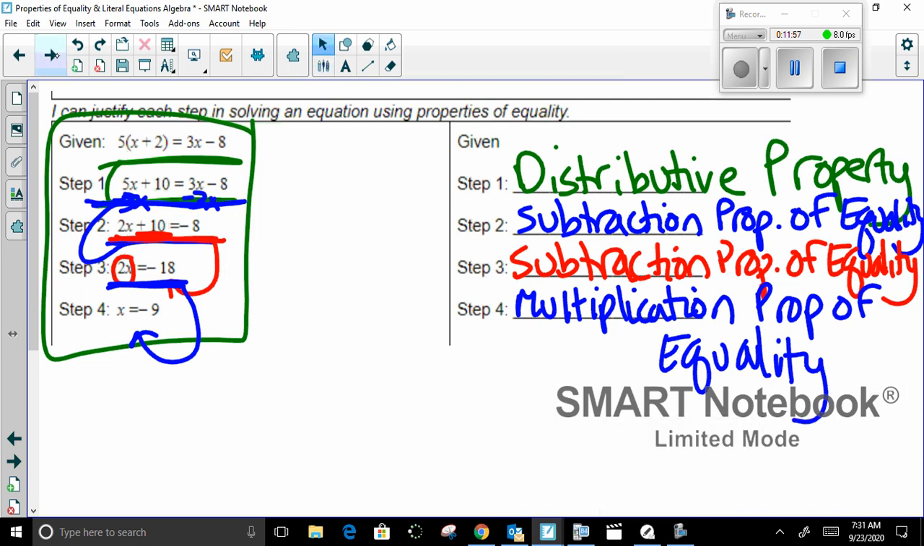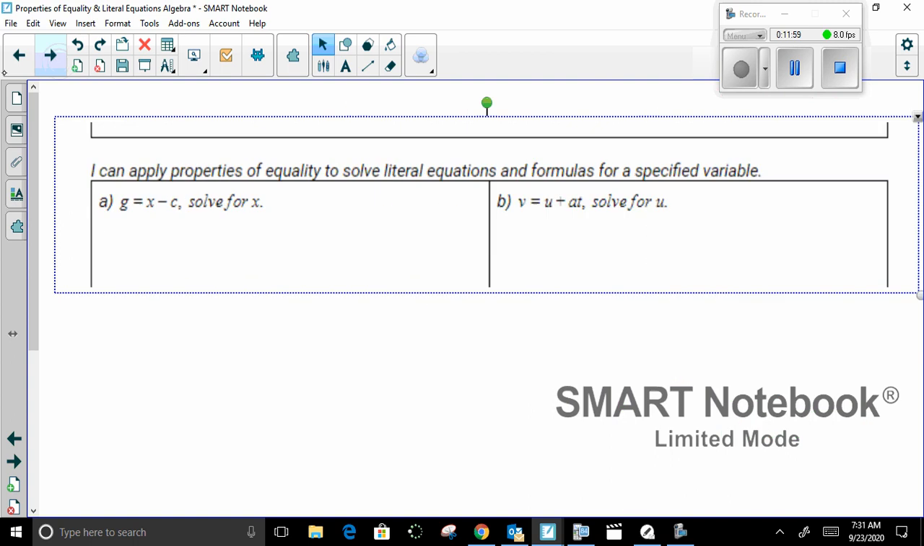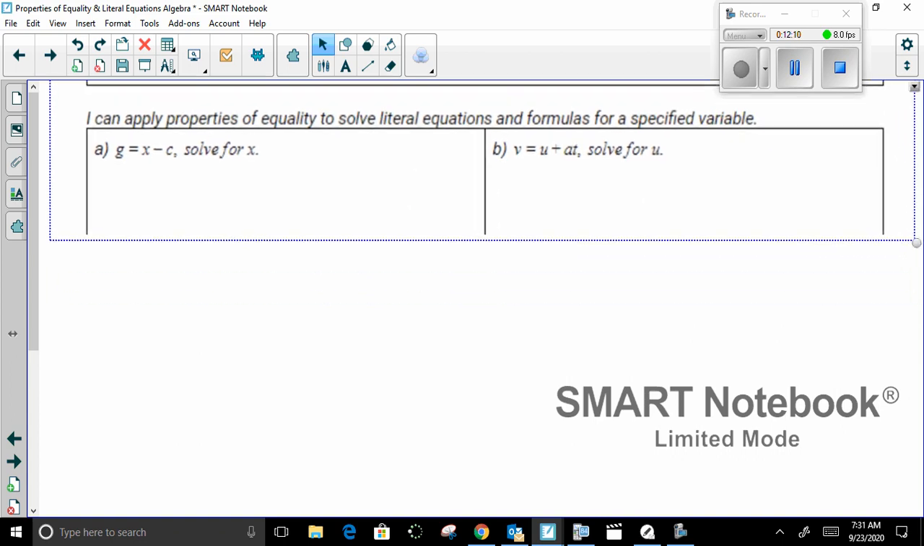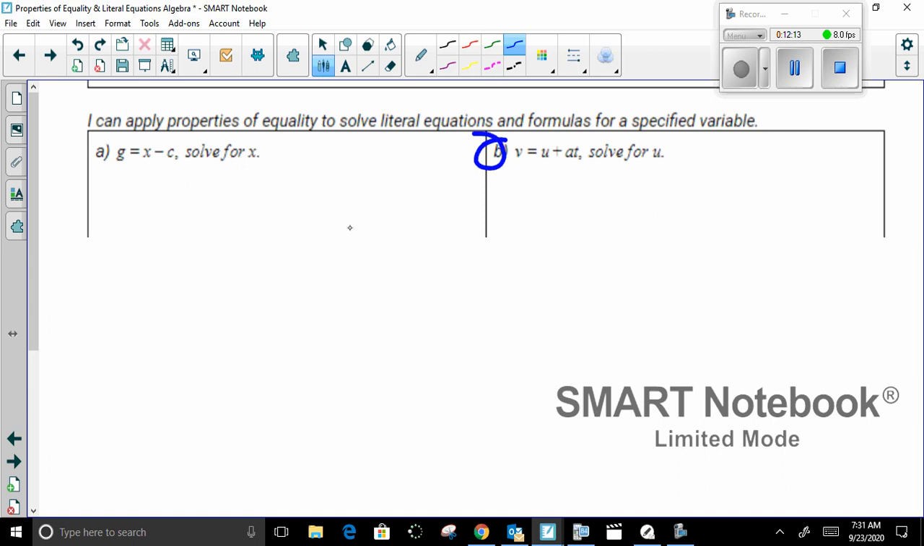All right, let's go ahead and review some literal equations. Let's do B. Remember, literal equations are when you have more than one variable. Sometimes you'll have numbers, sometimes you'll just have variables. You're solving them the same way you solve your multi-step equations.